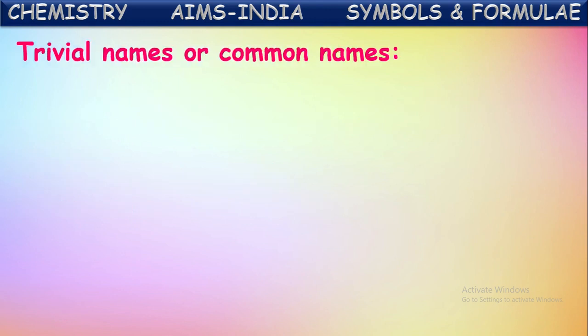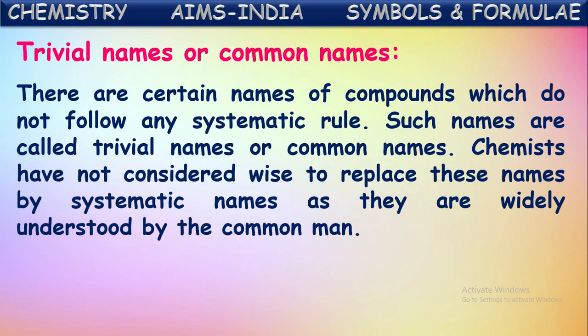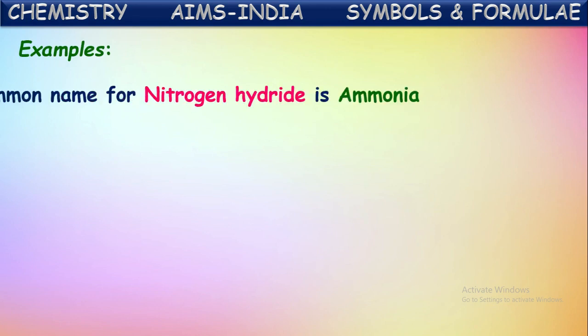Okay. Now let us see some different names which we call tribal names or common names. These are names of compounds which do not follow any systematic rules. Chemists have not considered it wise to replace these names by systematic names, as they are widely understood by common people. So they were in common usage and they are being continued. Let us see some examples.